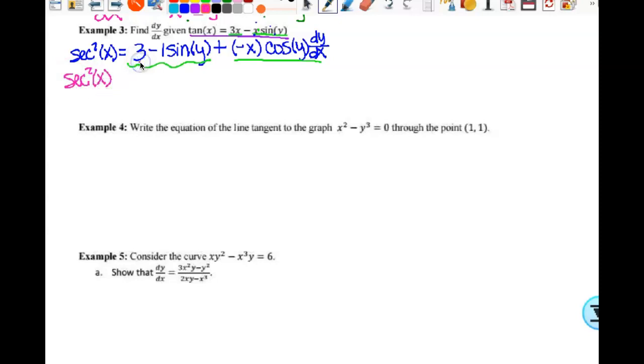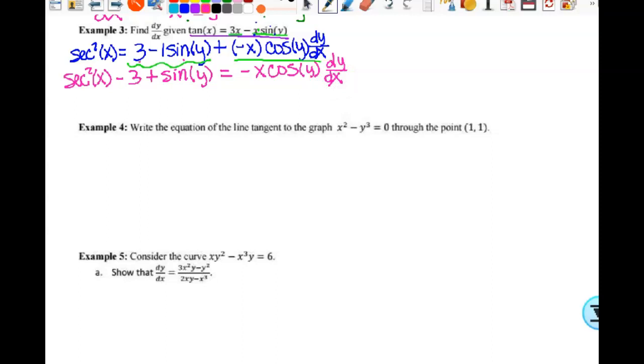So that means I'm going to leave my secant squared x. Then this 3 is going to move over, so that's minus 3. And then this is going to move over, so then that's going to be plus sine y. And then this whole term is going to stay, so that's equal to negative x times the cosine of y times dy dx. Okay.